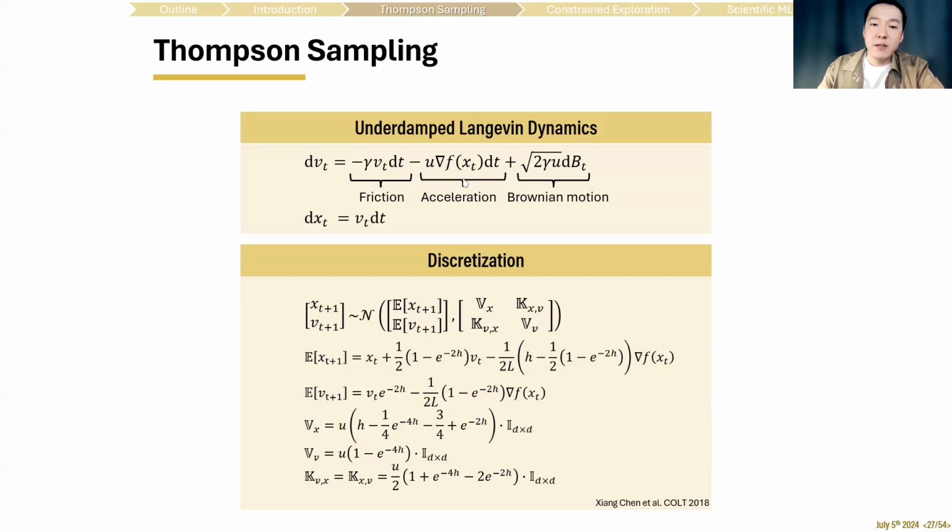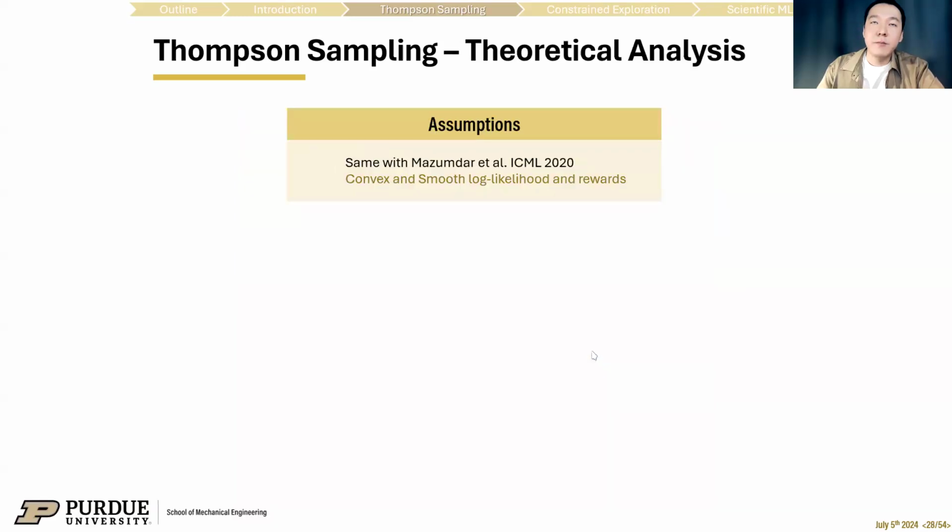The second term here is called the acceleration term, and it gets the idea from Newton's second law. So by taking minus the potential energy gradient, you're actually adding an external force to the particle and accelerating it. The last term is just the Brownian motion term. And then to implement it on the computer, we're just integrating the discrete underdamped Langevin dynamics with step size h. And our analysis uses the same assumption as ICML 2020. We assume the log likelihood and reward to be convex and smooth.